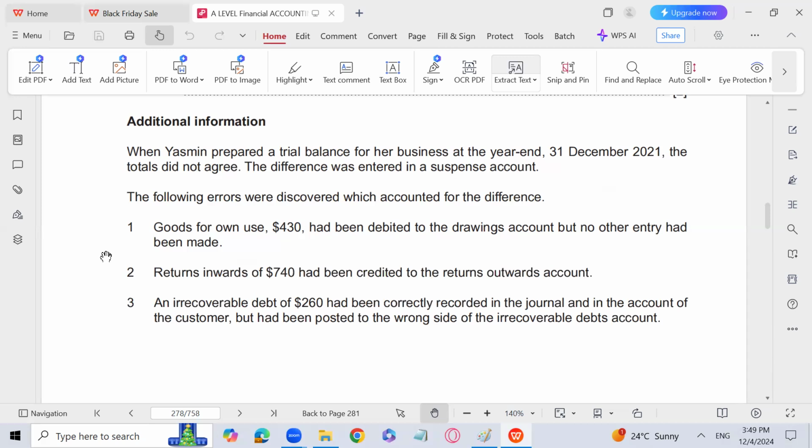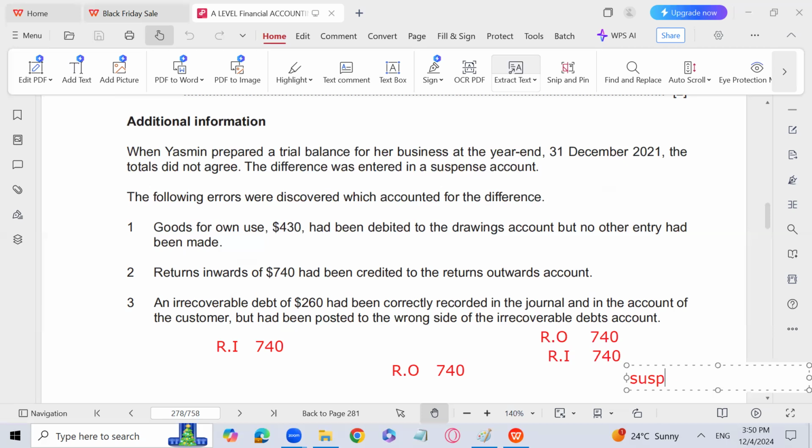Return inward of 740 had been credited to return outwards account. We need to debit return inward, which is basically our sales return. So I just want to write it down. In the correct entry, we have to debit return inward with 740. But instead of debiting return inward, we have credited return outward with 740. Now, return outward is going to be debited with 740. Return inward will be debited with 740. And suspense is going to be credited with the double amount.